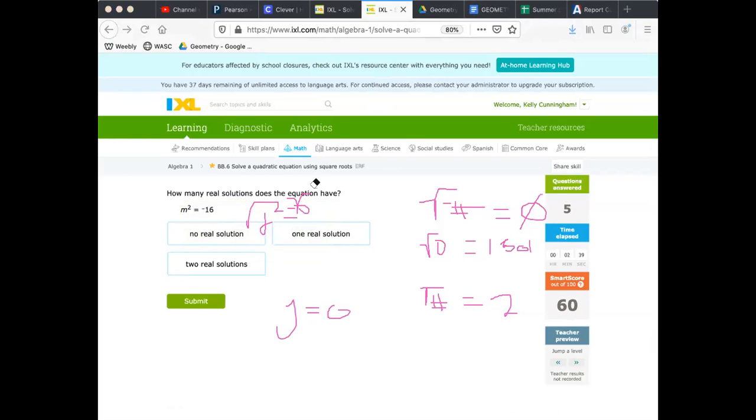Okay, let me erase here. So here I can see m squared equals negative 16. Okay, well guys, remember, when you go to square root everything, you can't square root a negative. That's no solution.